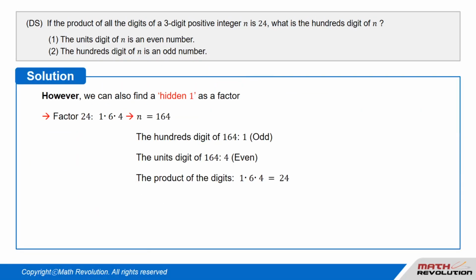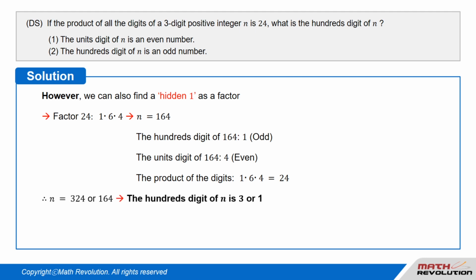However, we can also find a hidden 1 as a factor. So, we can also factor 24 as 1 times 6 times 4. Then, n equals 164, where the hundreds digit of 164 is 1, odd, the units digit of 164 is 4, even. And the product of the digits is 1 times 6 times 4, which equals 24. That's right. You should have the skills to find the hidden 1 here. The question is very difficult to solve without this knowledge. On the other hand, you will never forget about this after you have mastered the concept.